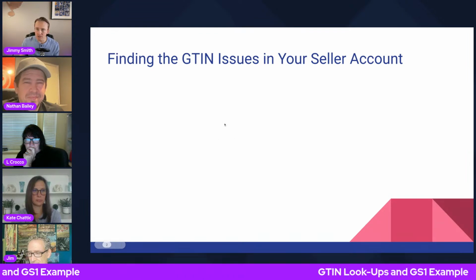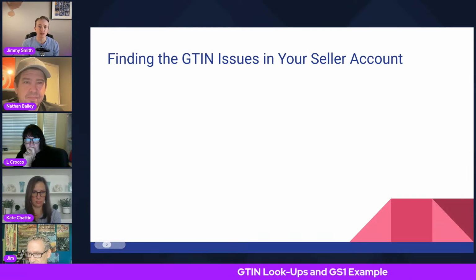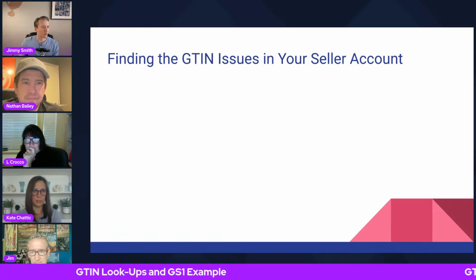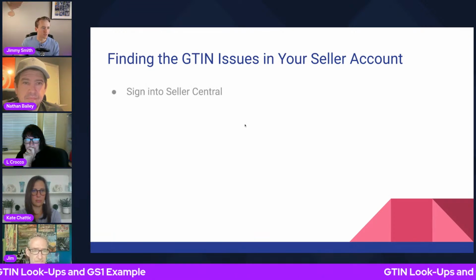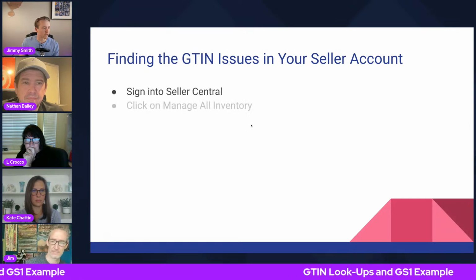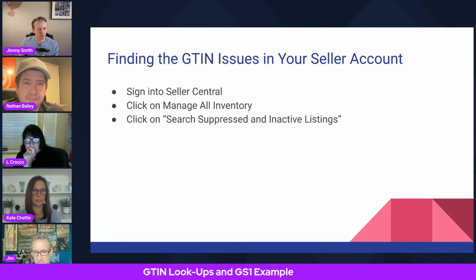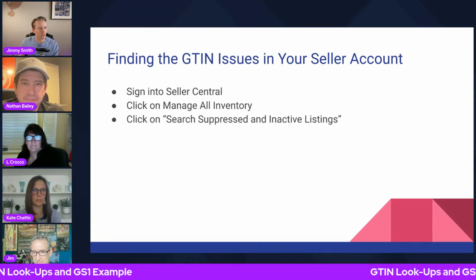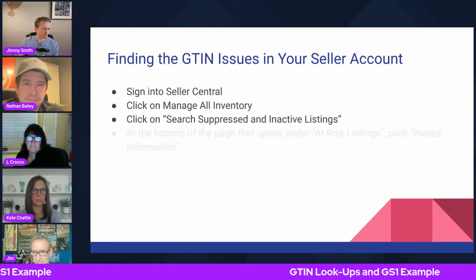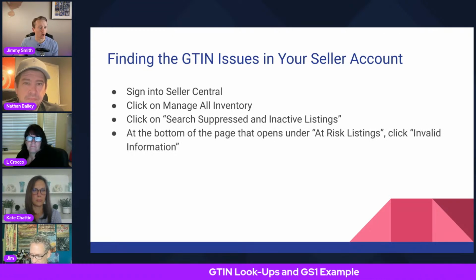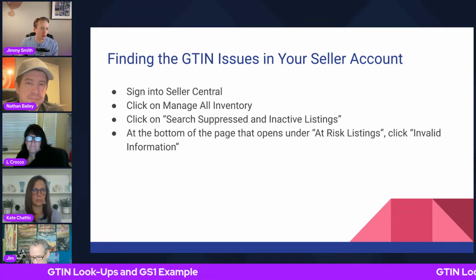All right. So, finding the GTIN issues in your seller account. I'm going to give you the steps, and I'm also going to go through the screenshots that I have for how to do this. First and foremost, it's pretty obvious: sign into your Seller Central account. After that, click on Manage All Inventory. Click on Search, Suppressed, and Inactive Listings, which again, I've got pictures for where that'll be once you're logged in. And then at the bottom of the page that opens after clicking on Search, Suppressed, and Inactive, you will see At-Risk Listings.